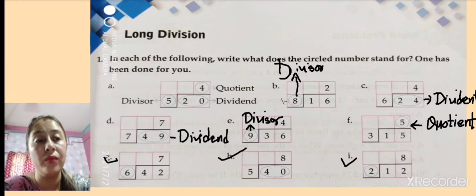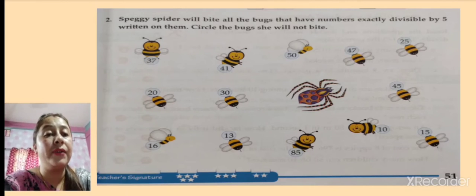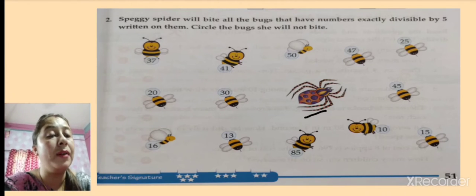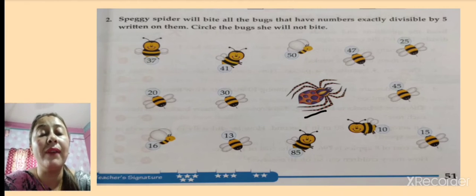This is your homework. So next, children, Spaghetti spider will bite. You can see the spider is there and all the boxes that have numbers exactly divisible by 5 written on them. So circle the box which she will not bite. You can see that Spaghetti spider will bite the boxes which are directly divided by 5, and it will not bite the numbers which are not divided by 5.